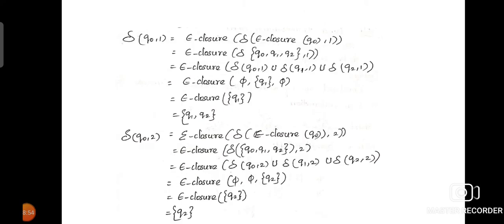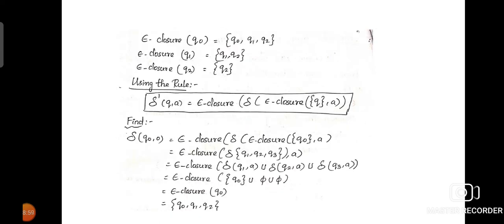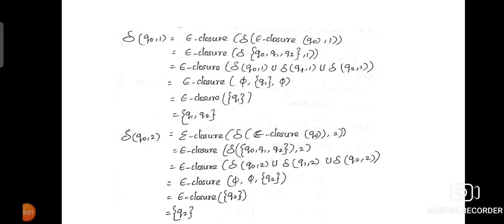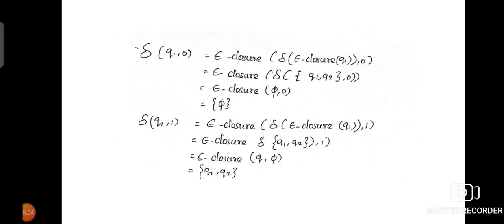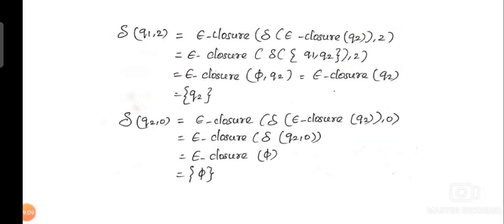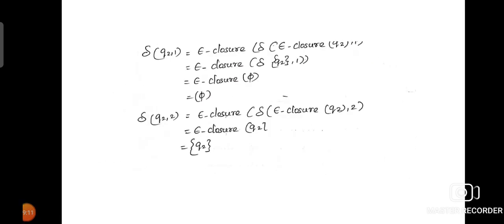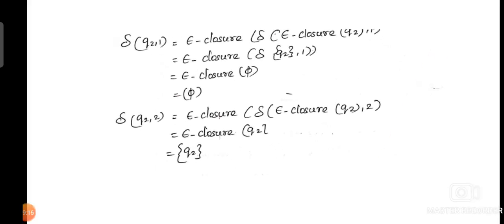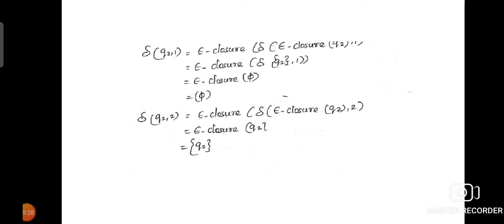For each state, we have to derive it for all the input symbols, like del of Q0, 0, Q0, 1, Q0, 2. Similarly, del of Q1, 0, Q1, 1, Q1, 2. Del of Q2, 0, Q2, 1, Q2, 2. So we have to expand the epsilon closure function. We have to separate the epsilon closure for the different states. We have to substitute the values. Finally, we have to substitute the values from the table. So in this way, we have to derive all these delta functions.